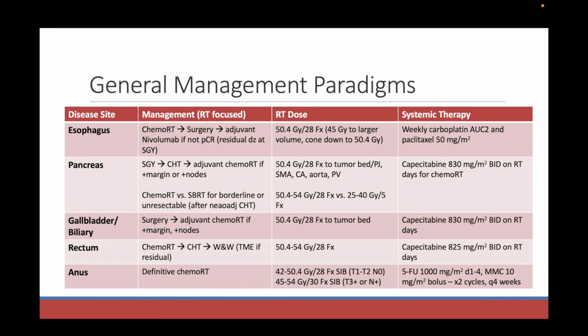So here is a table with the general management paradigms for common disease sites within the GI system. In this table, I've really focused on the radiation-specific management. Whenever radiation is involved, you should be aware that for certain cancers, there are options for management that avoid radiation altogether. So for esophageal adenocarcinomas, there's an option to just do perioperative FLOT chemotherapy, and then they get surgery. So they get FLOT, surgery, more FLOT for esophageal adenocarcinoma specifically.